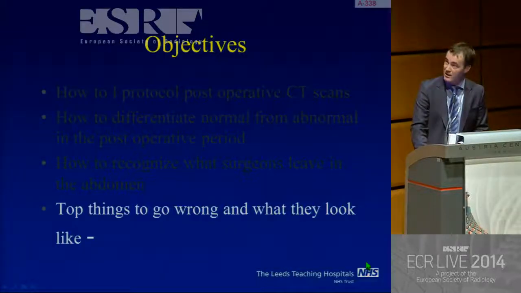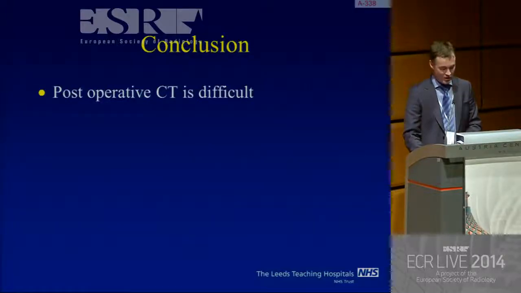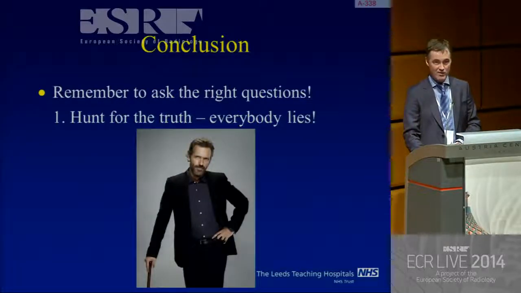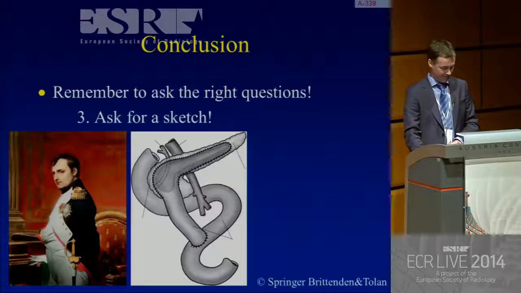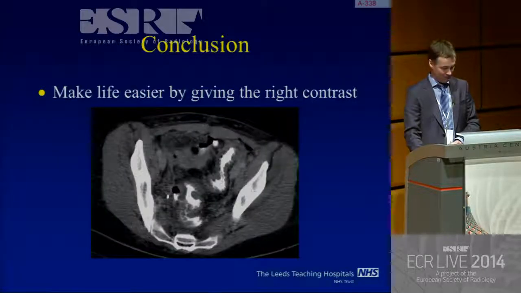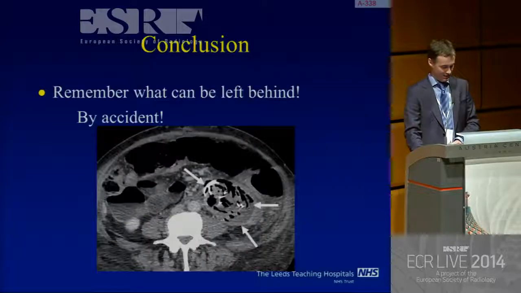So what are the top things that go wrong and what do they look like? We've just covered it. So the conclusion is post-operative CT is difficult. You need to hunt for the truth. Everybody lies. They don't do it deliberately, but they do lie sometimes. Get on the phone to your surgeon if you're not sure what's going on, particularly before you do the scan. Ask for a sketch, particularly if the operation is difficult. Make life easier for yourself by giving the right contrast. And remember, choose the correct route, use the right contrast.